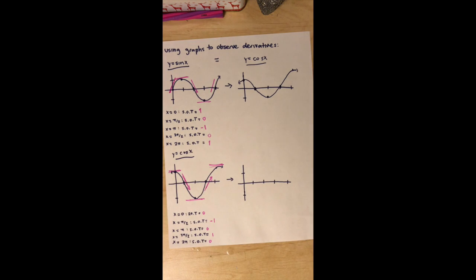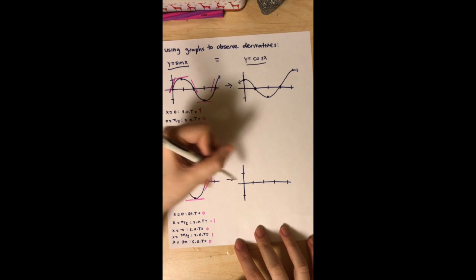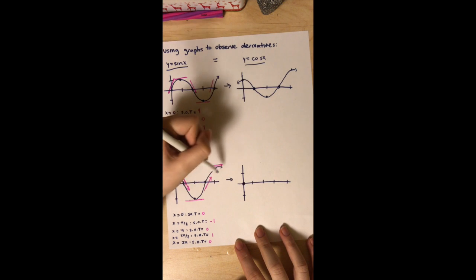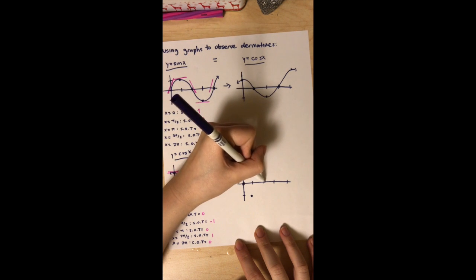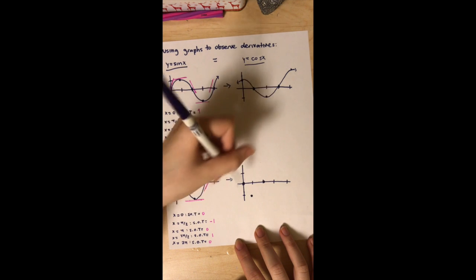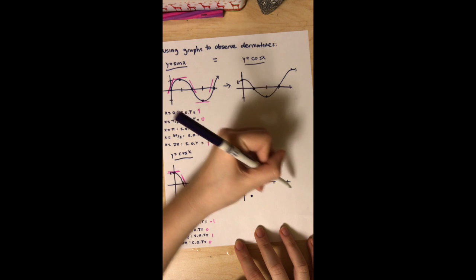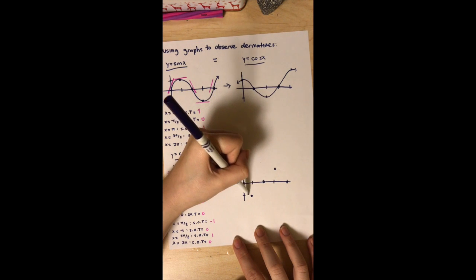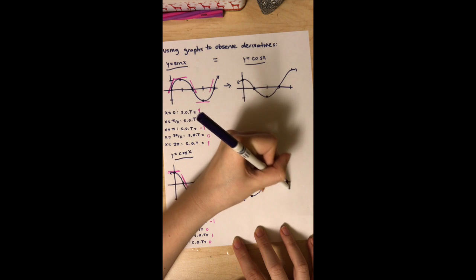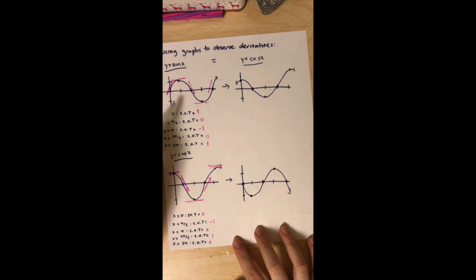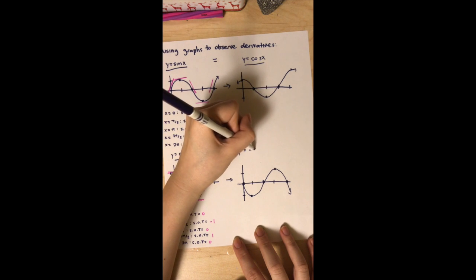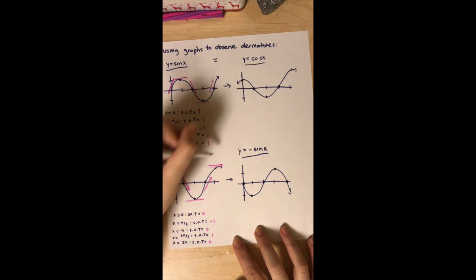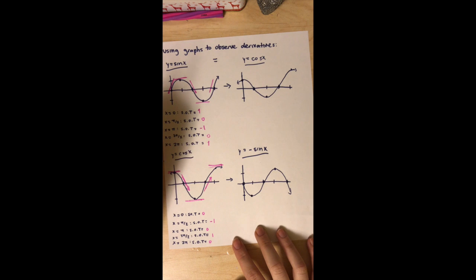Now, using these slopes, we can begin to graph the next function. So at 0, 0; pi over 2, negative 1; pi, 0; 3 pi over 2, 1; and 2 pi, 0. Now, this may look something like our sine x graph, except it's flipped. Therefore, it's the negative version of the sine x graph. So there we can see the derivative of cos x is equal to negative sine x.